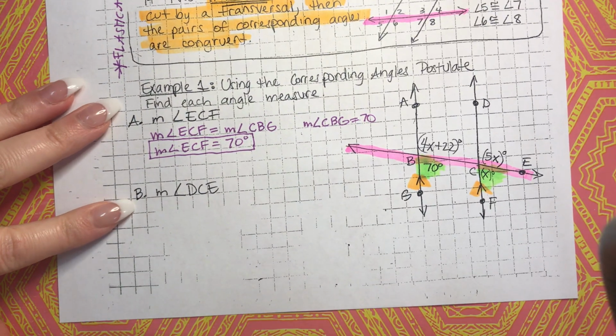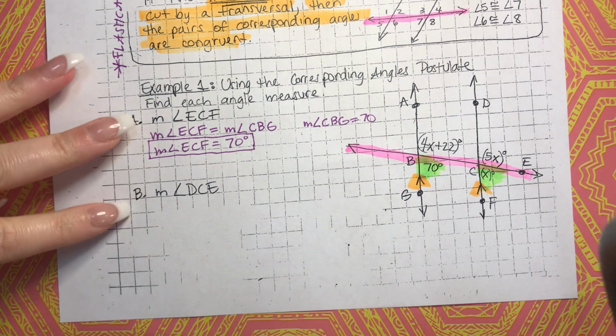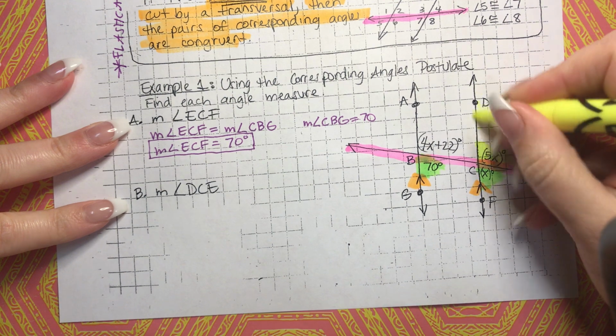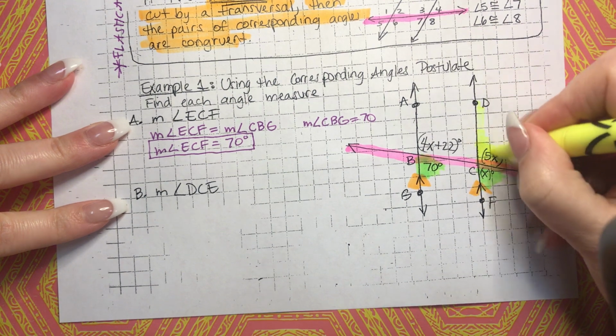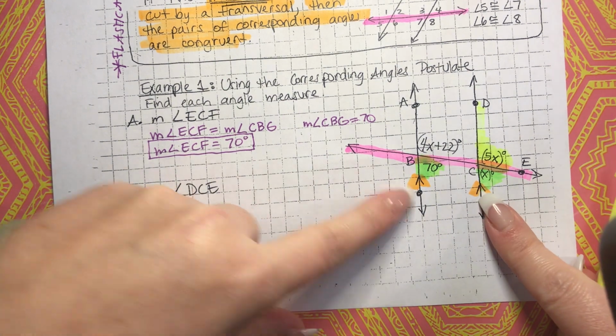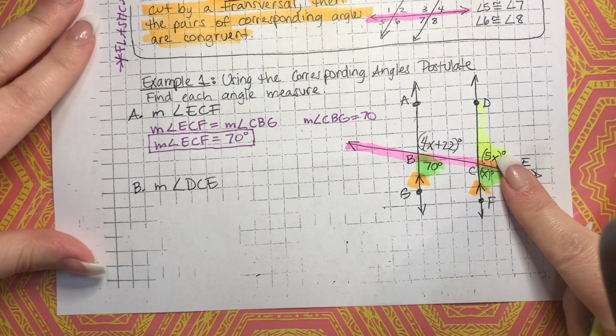It says DCE. Okay, so DCE, what is that? DCE is this angle right here. Okay, DCE, so this angle. All right, so first off, do we have parallel lines? Boom, yes we do. Do we have a transversal? Yes. So that means all the corresponding angles are congruent.